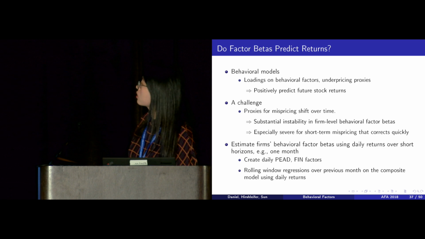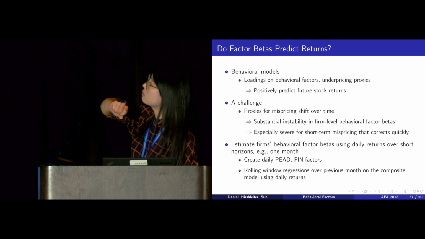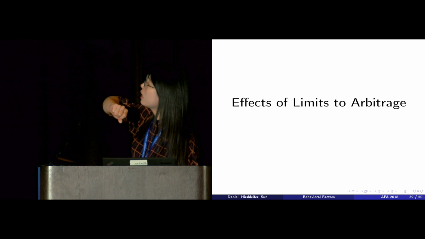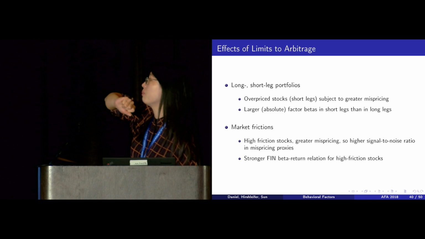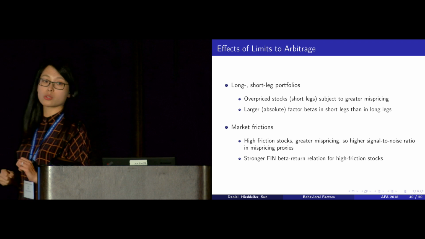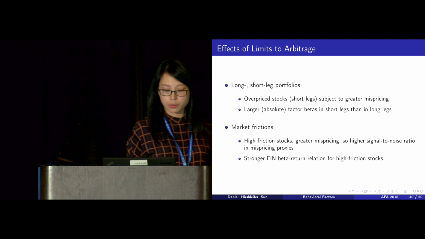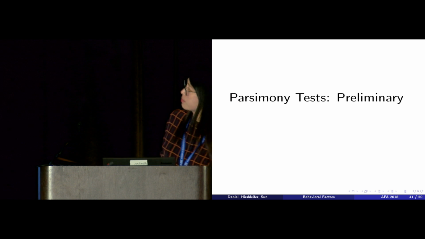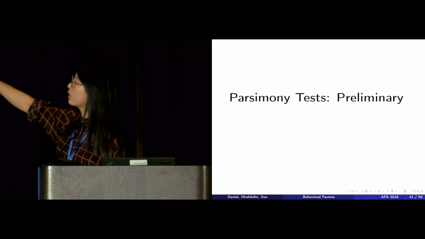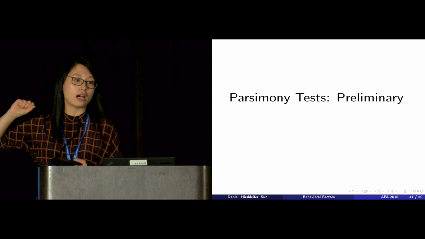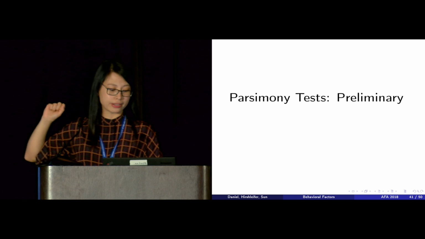We also run some cross-sectional tests to see whether behavioral factor betas predict returns. We also run a set of robustness tests related to limits to arbitrage to extend the idea that these two factors indeed capture common mispricing. And lastly, I want to spend my final minutes on some very new, very preliminary parsimony tests, not yet in the paper.